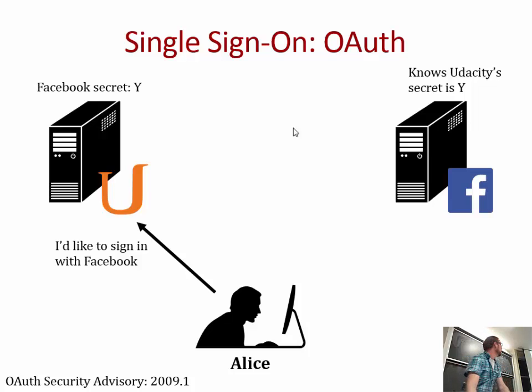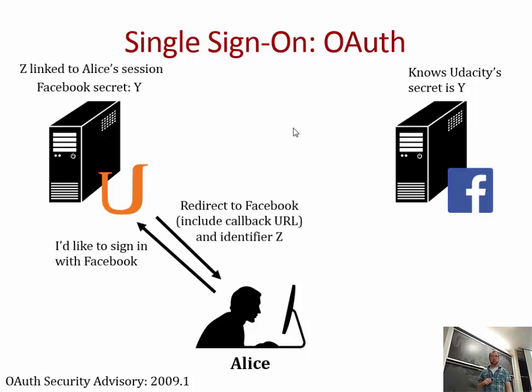Facebook has a secret, here is Y, and Facebook knows that the secret thing Udacity has is Y. So that's information that only the two of them have. Okay, and now let's sense this over here. And so it gets, oh yeah, you want to sign up with Facebook? Here's a redirect to Facebook. It includes all these things like a callback when you're done, and some identifier Z about this whole transaction.